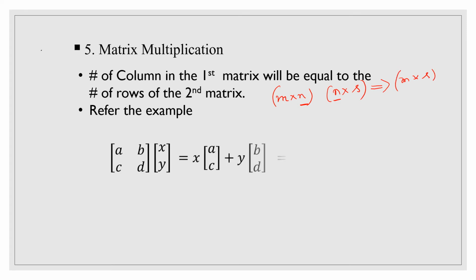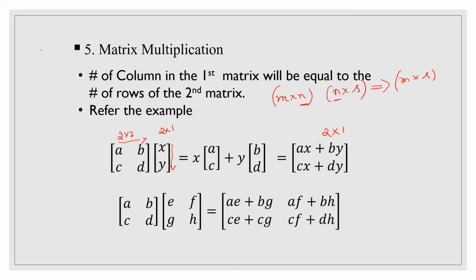For example, see here, it is a 2 by 2 matrix. This one is a 2 by 1 matrix. So the ultimate result will be a 2 by 1 matrix. You are multiplying ax plus by. So the first row here is multiplied by the column.